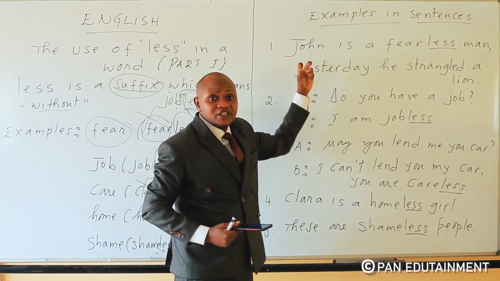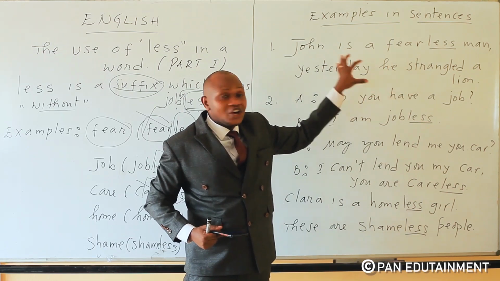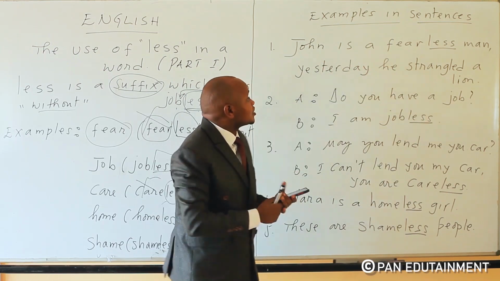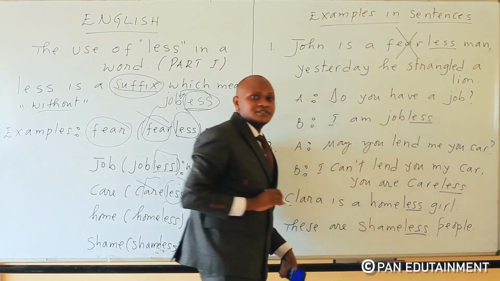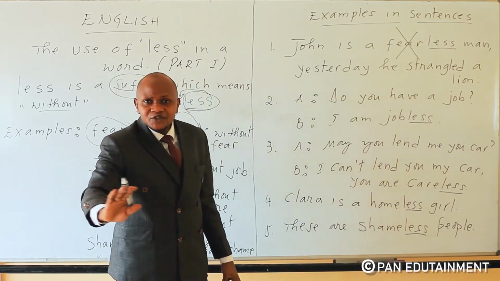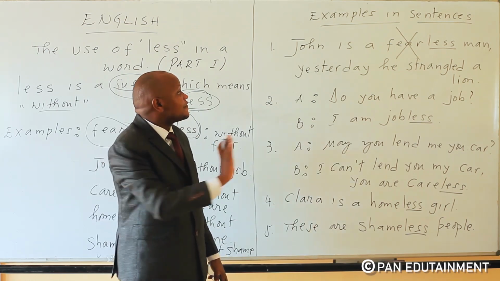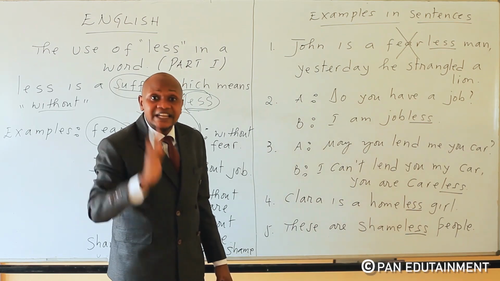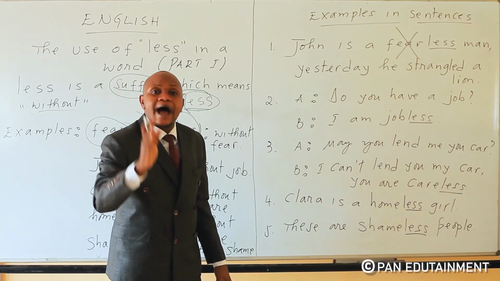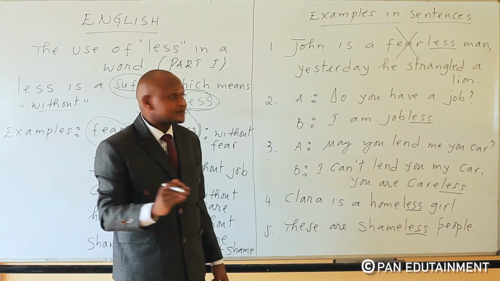We are here. For example, when you say, John is a fearless man. Bishatse kuvuga ngo John doesn't have fear. He lives without fear. Ntabwo agira. He is a fearless man.